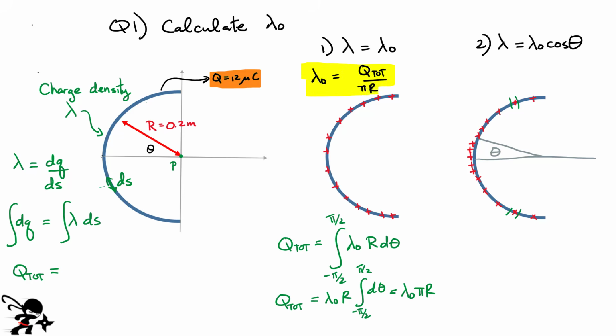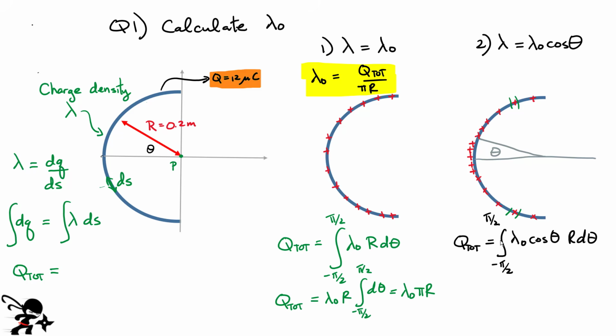Now let's look at the case where the charge density is not uniform. In our second case, we have Q total, again still 12 microcoulomb. The integral limits are going to be the same. I'm integrating from minus 90 degrees, minus pi over 2, to pi over 2. Now my lambda is different. My lambda now depends on the angle. So I have lambda 0 cosine of the angle theta. And again, a little bit of length of wire can be written as the radius multiplied by that angle.